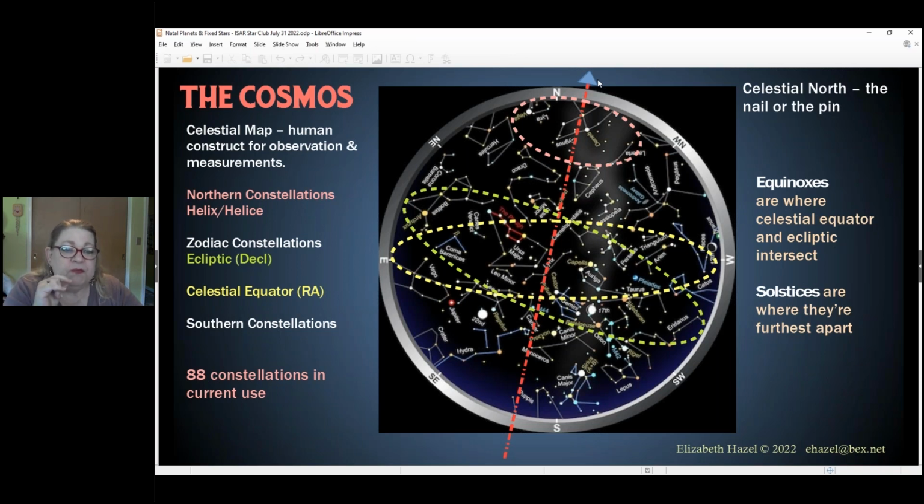A little bit different. The equinoxes are where the celestial equator and the ecliptic intersect. So you see these two, the yellow and green line, where they intersect. That's where you get equal day and equal night. The solstices are at the edges where they're furthest apart. That's where you get the longest day and the longest night.